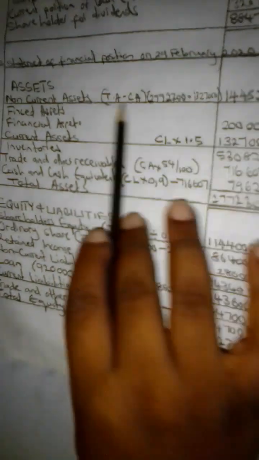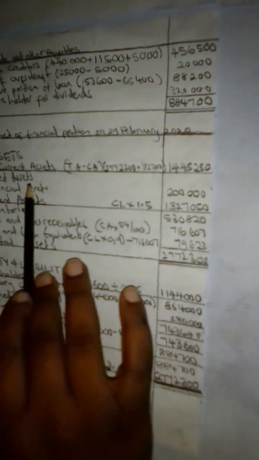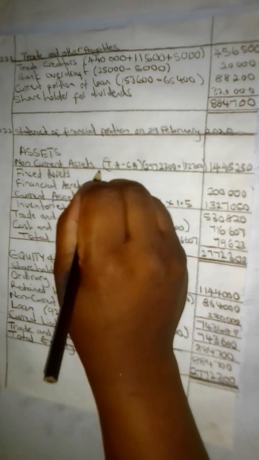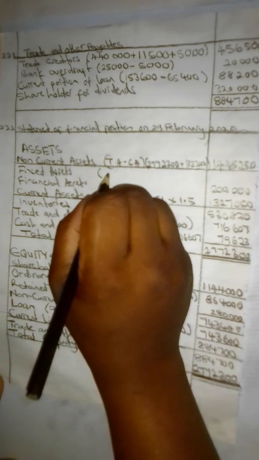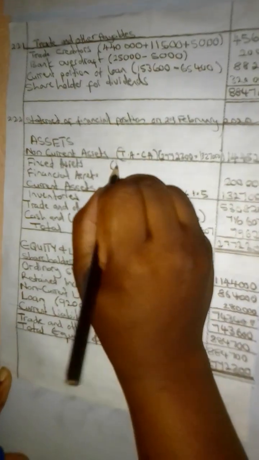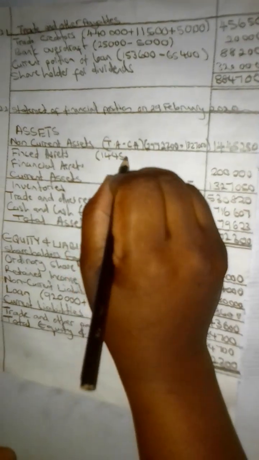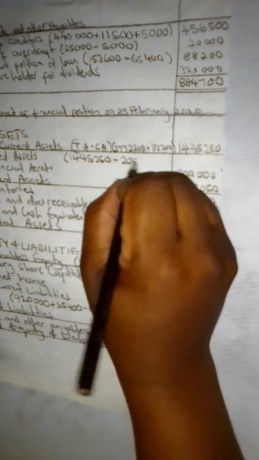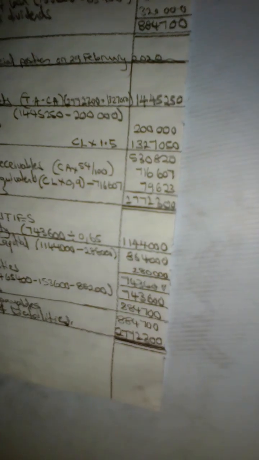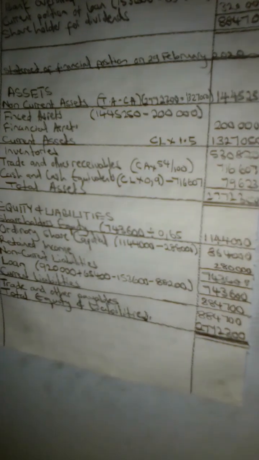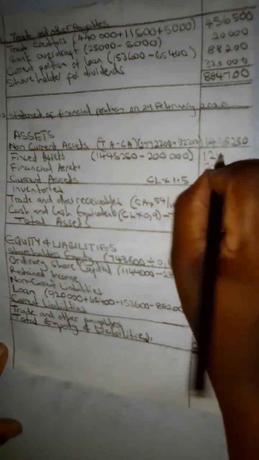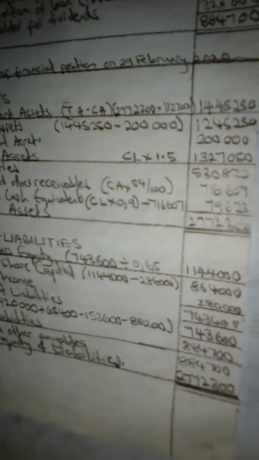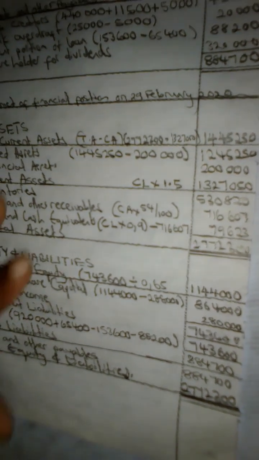So if we've got the total for the non-current assets, it means we can find the fixed assets. Remember, here we only have 200,000 for the financial asset. So here we can safely say the non-current asset, which is 1,445,250, minus the 200,000 that is given there for the financial asset, will give us something like 1,245,250. Okay, it seems as if everything is now there on our balance sheet.